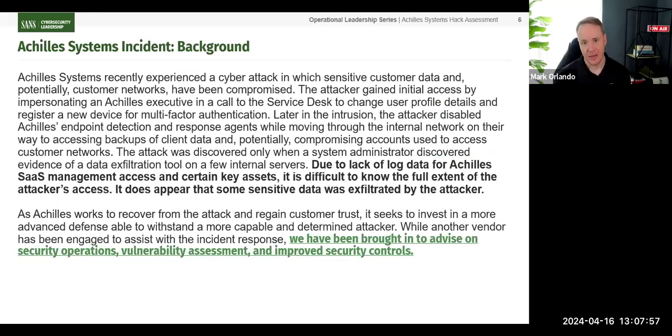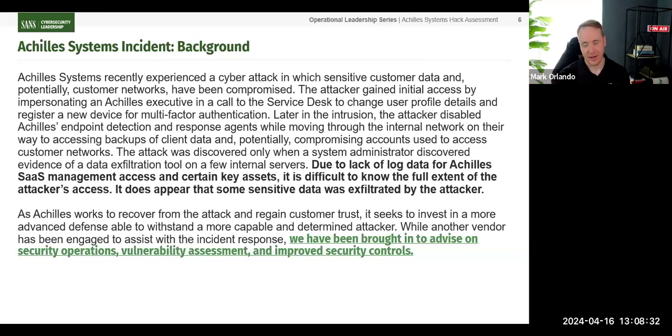And unfortunately, that's what happened to Achilles Systems. I'm not going to read this whole slide to you. There are a lot of words. Sorry about that. But the key takeaway here is that a determined, relatively sophisticated attacker targeted Achilles Systems, recognized that there was a wealth of potentially sensitive customer data, that there was access to other customer networks. Both of these characteristics make Achilles a pretty prime target for a lot of different types of adversaries.